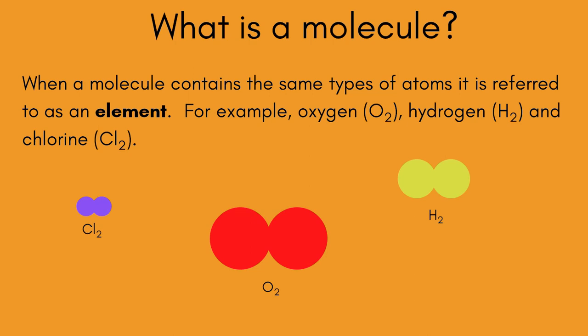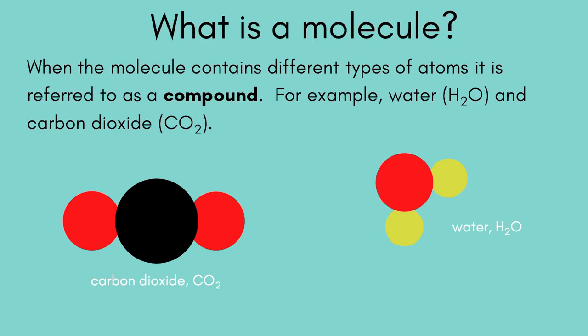All of them each contain only one type of atom. Chlorine gas contains only chlorine atoms. Oxygen gas contains only oxygen atoms, and hydrogen gas contains only hydrogen atoms. When the molecule contains different types of atoms, it is referred to as a compound. For example, water and carbon dioxide. Carbon dioxide contains only carbon and oxygen atoms, whereas water contains only hydrogen and oxygen atoms.